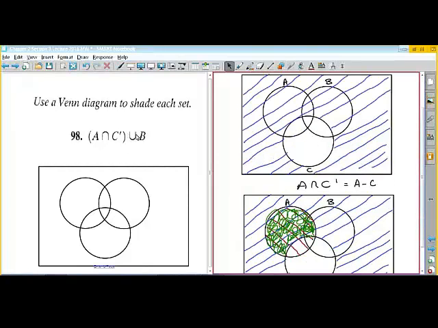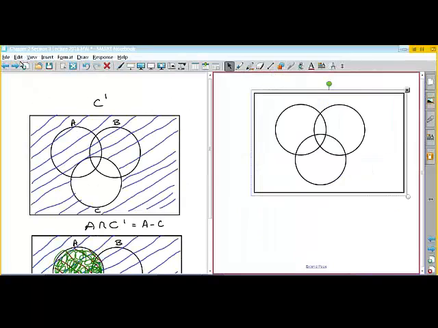Okay, so now the last thing we do is we're going to take this little green thing and we're going to do the union with B. So let's see how that works. So what I'm going to do is go to the next page, and I'm going to go ahead and mark this in again. So this green is A minus C, which is the same as A intersect complement of C. Okay, so green is A intersect C prime, or A minus C.